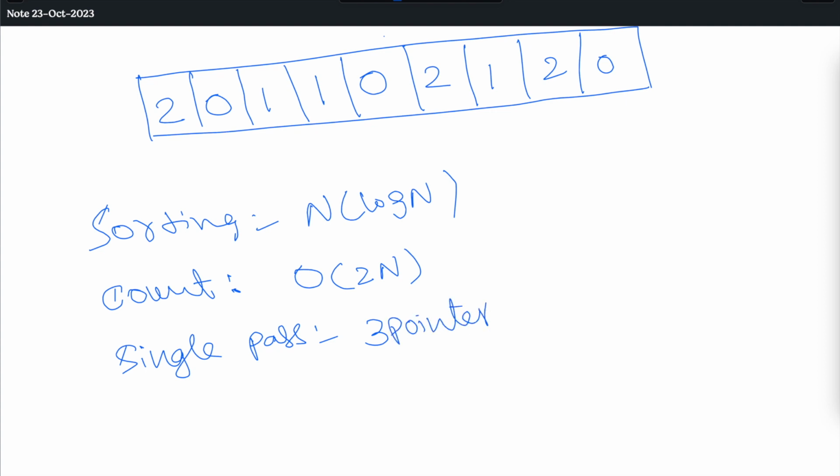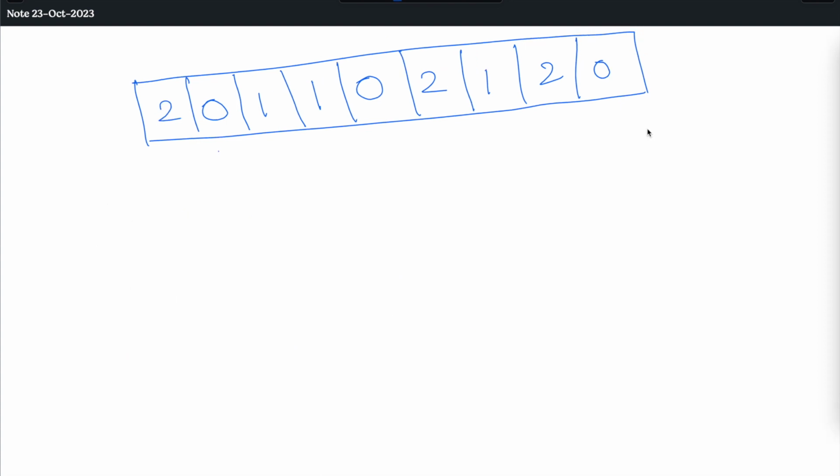Although we're going to solve this problem using the three-pointer technique, it can be used in solving many problems. For instance, three-sum is a problem that can be easily solved using three pointers. Okay, let's see how you're going to solve this using a single pass or three pointers. So I'm going to put my pointers here.